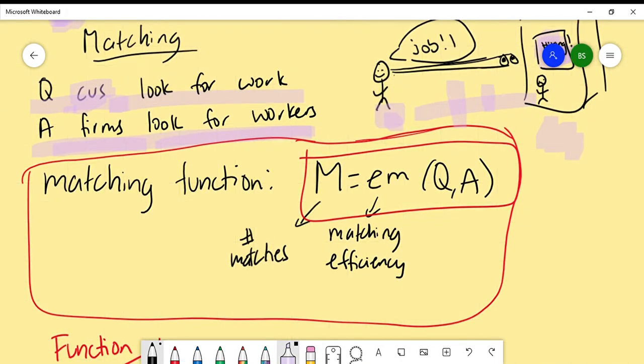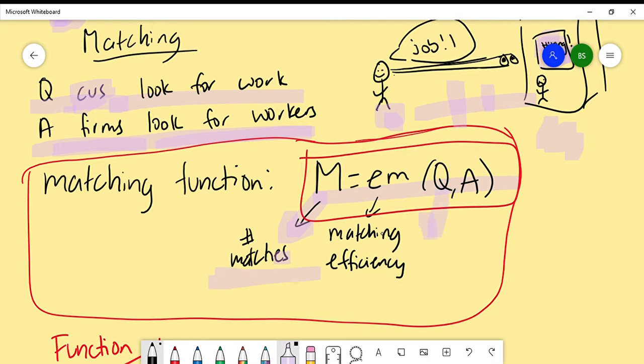There's a matching function that they give, and it is M equals EMQA. Big M is the number of matches, the total number of matches overall. It's not a rate or anything. That's just the number of matches, like 357 matches, etc.